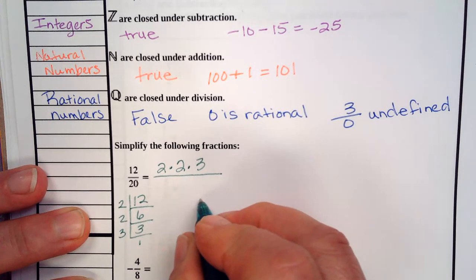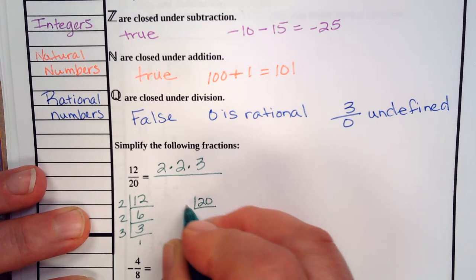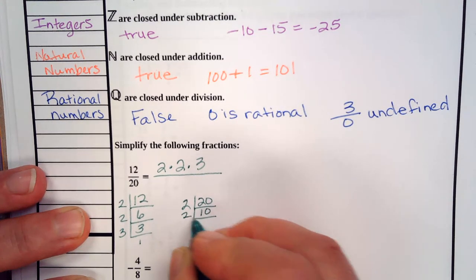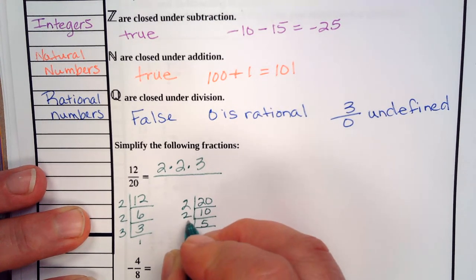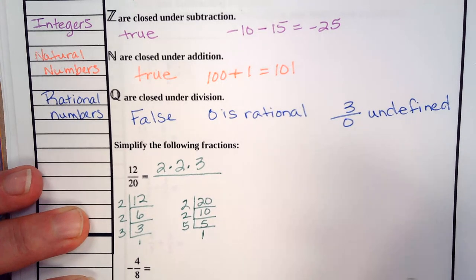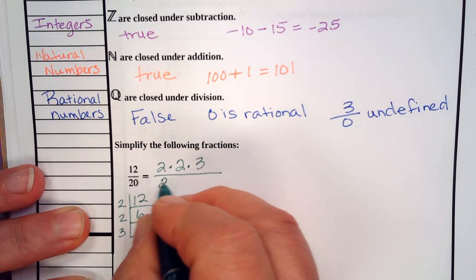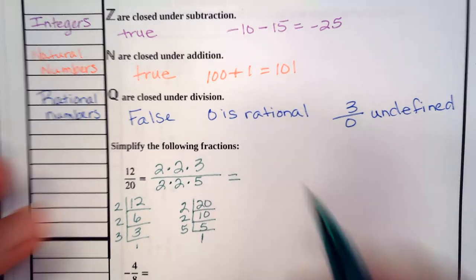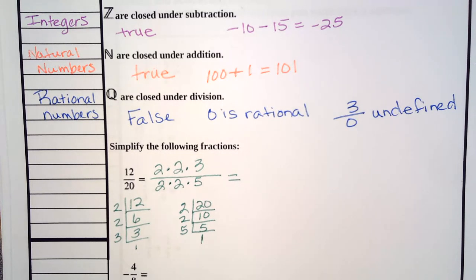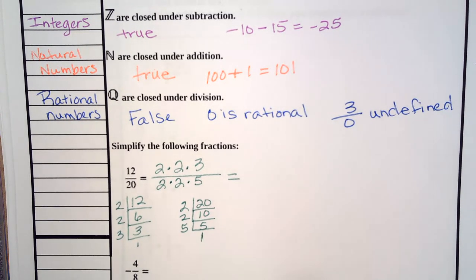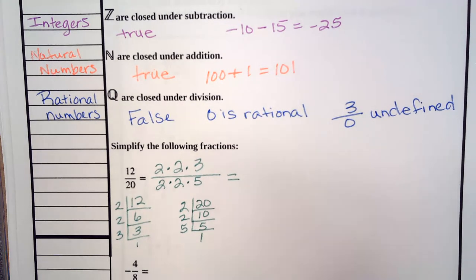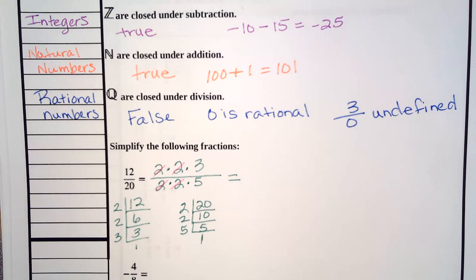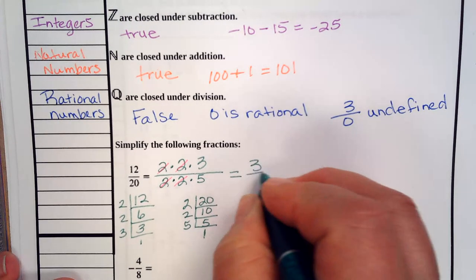What about 20? It's even, so I can divide by 2 and I get 10. 10 is even, I can divide by 2, I get 5. 5 is prime. I'm done. So this is 2 times 2 times 5. Okay, whatever's on top and bottom will cancel out, because 2 divided by 2 is 1. 2 divided by 2 is 1. When I multiply by 1, nothing happens. So my answer is 3/5.